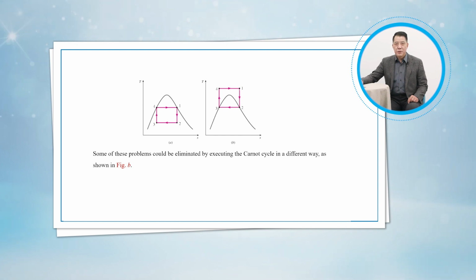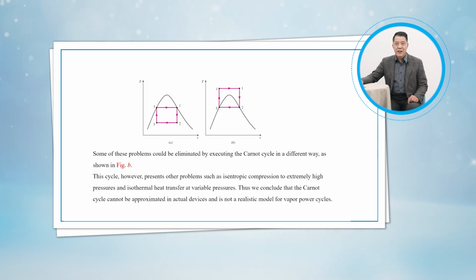Some of these problems could be eliminated by executing the Carnot cycle in a different way, as shown in Figure B. This cycle, however, presents other problems, such as isentropic compression to extremely high pressures and isothermal heat transfer at variable pressures. Thus, we conclude that the Carnot cycle cannot be approximated in actual devices, and is not a realistic model for vapor power cycles.